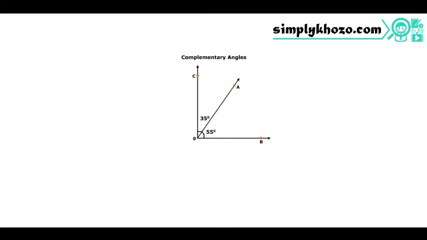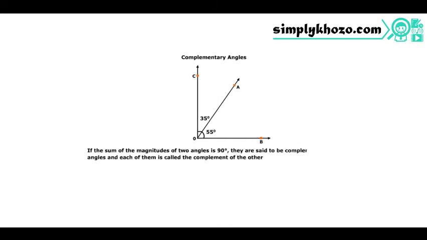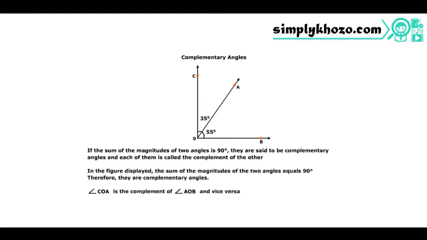Complementary angles. If the sum of the magnitudes of two angles is 90 degrees, they are said to be complementary angles, and each of them is called the complement of the other. In the figure displayed, the sum of the magnitudes of the two angles equals 90 degrees. Therefore, they are complementary angles. Angle COA is the complement of angle AOB and vice versa.